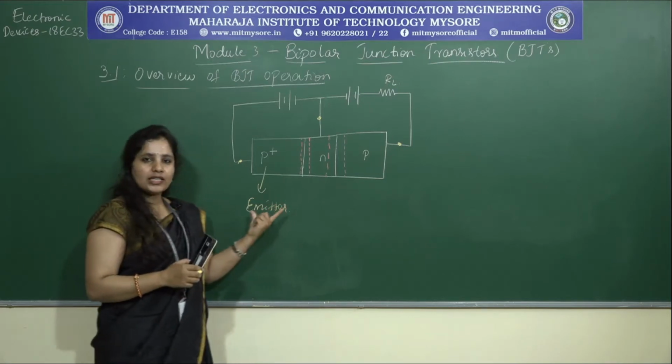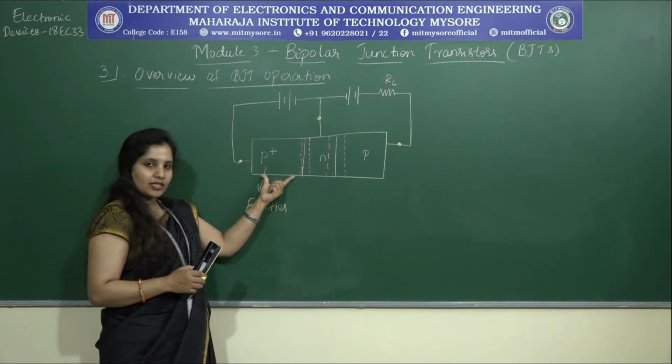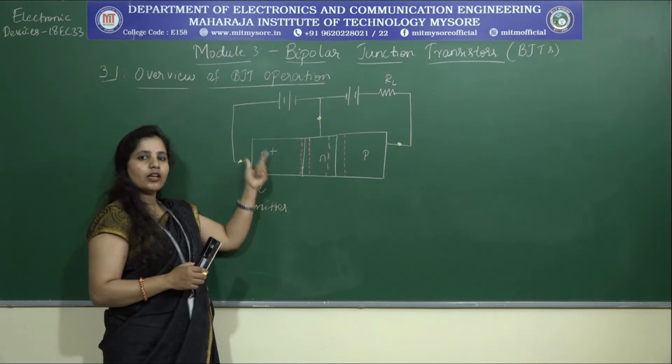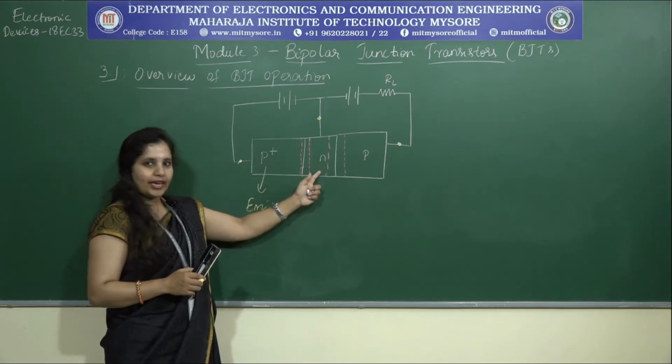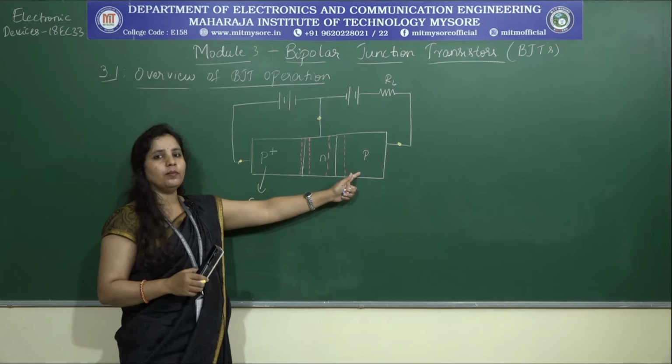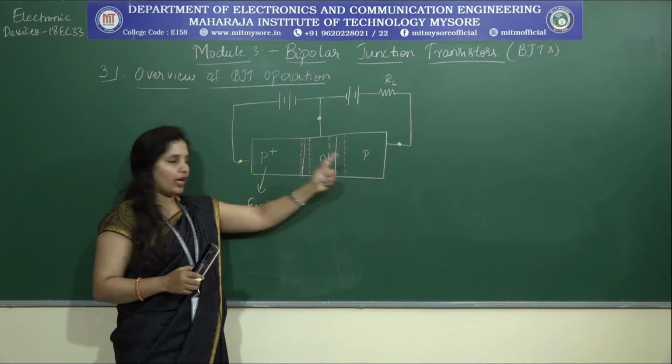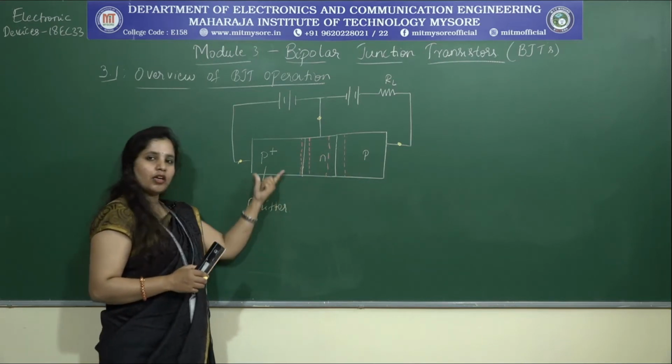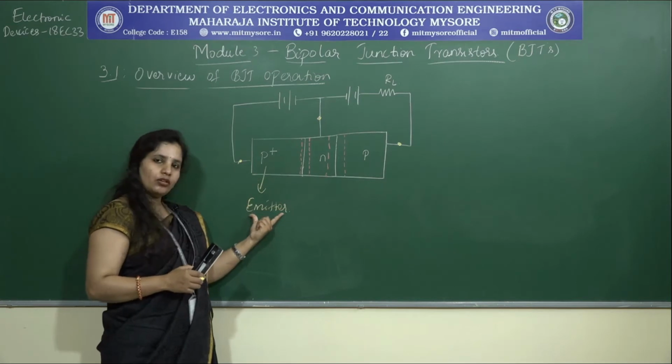Now, why am I calling this the emitter? Because this is the region which is emitting the holes into the N type, followed by the P type. Getting my point? And therefore, I represent this particular region as the emitter region.